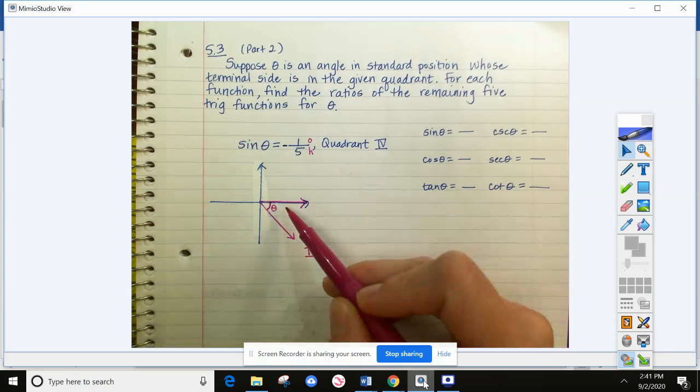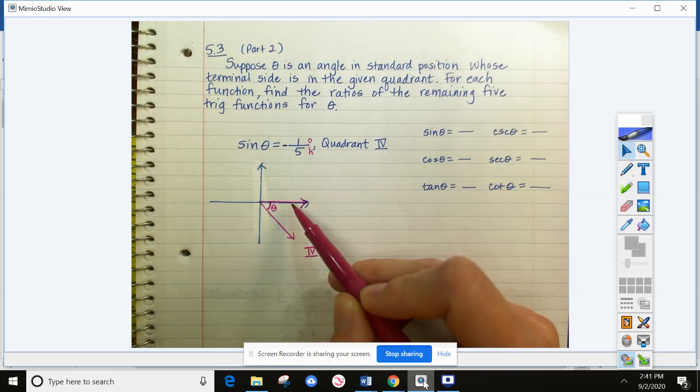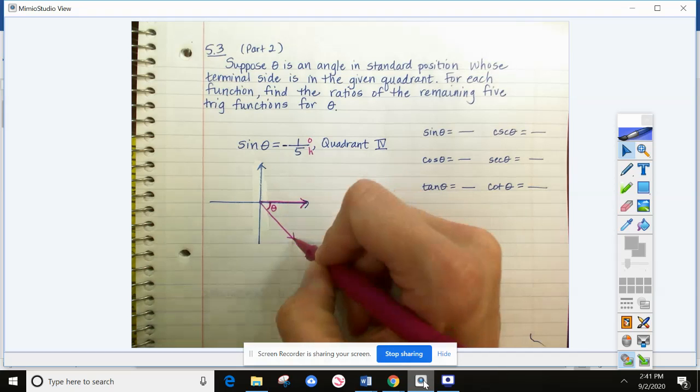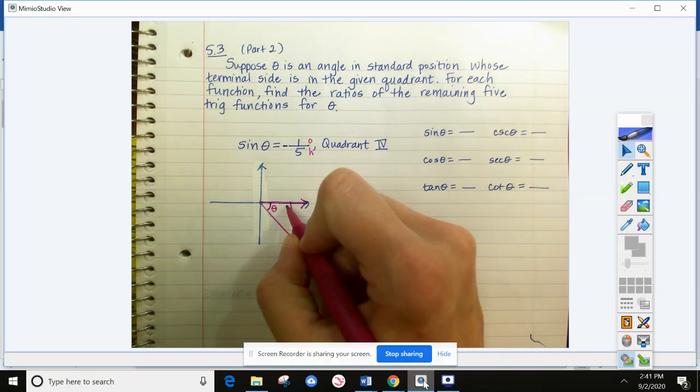We've got to make our triangle. So the reference angle forms 2 of the sides of the triangle. The other side is going to be made by drawing that line up to your x-axis. Okay, so now we've got a right triangle. The right angle is right here.